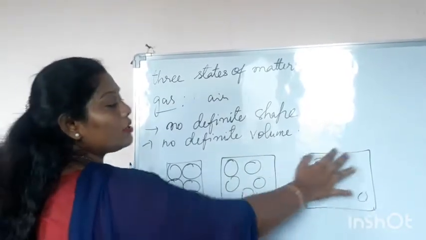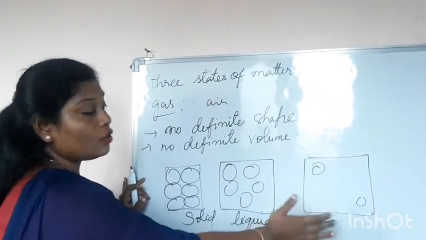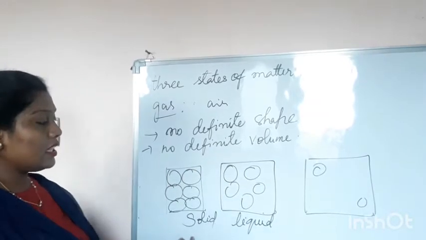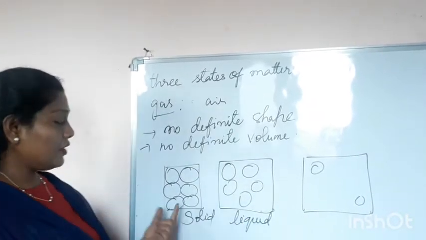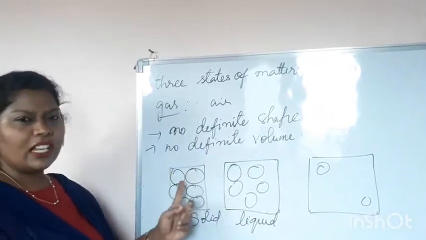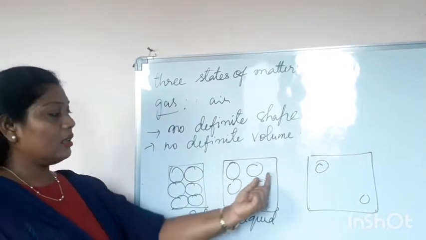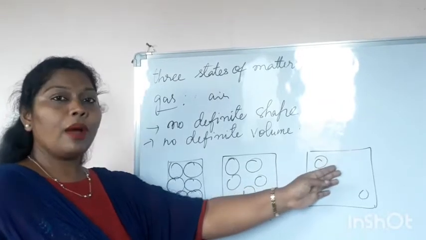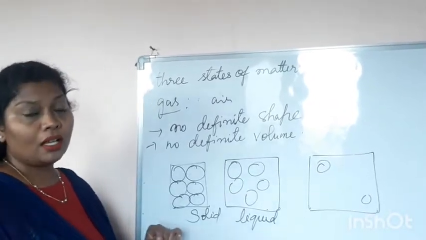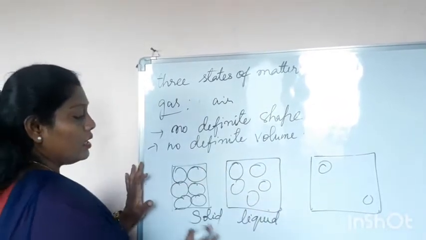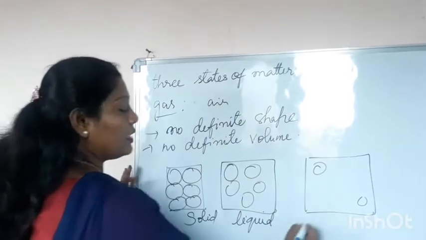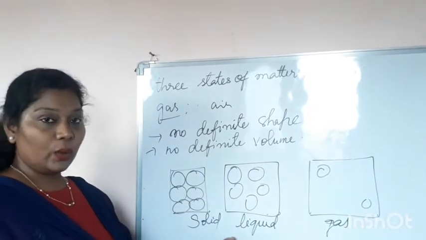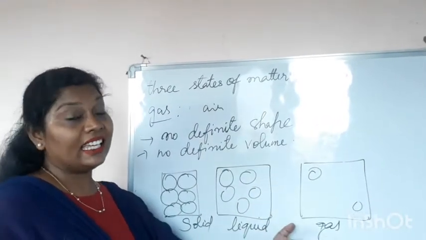See the third picture. Here the molecules are freely moving, so they have more space between each and every molecule. Now see the three pictures. In the first picture, the gap is very small. In the second, the molecules have more gap, and in the third, the molecules have a huge gap between them. So by seeing these pictures, you can say the first one is the solid, the second one is the liquid, and the third one is the gas.